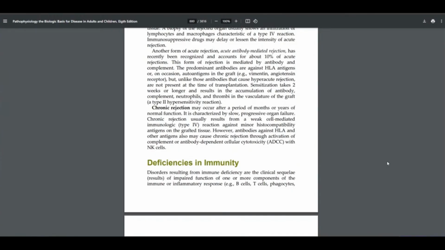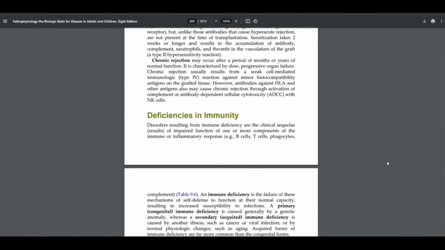Then another form of acute rejection, acute antibody-mediated rejection, has recently been recognized and accounts for about 10% of acute rejection. This form of rejection is mediated by antibody and complement. The predominant antibodies are against HLA antigens or, on occasion, autoantigens in the graft, such as vimentin and angiotensin receptors. But unlike the antibodies that cause hyperacute rejection, they are not present at the time of transplantation. Sensitization takes 2 weeks or longer and results in the accumulation of antibody, complement, neutrophils, and thrombi in the vasculature of the graft.